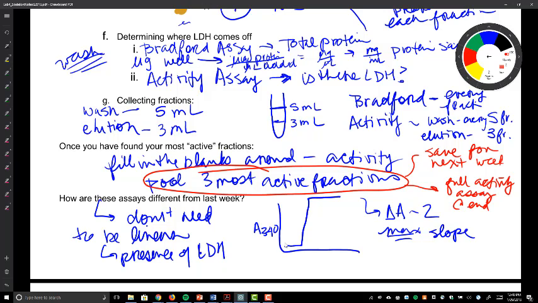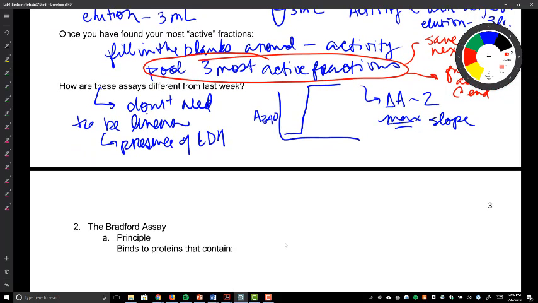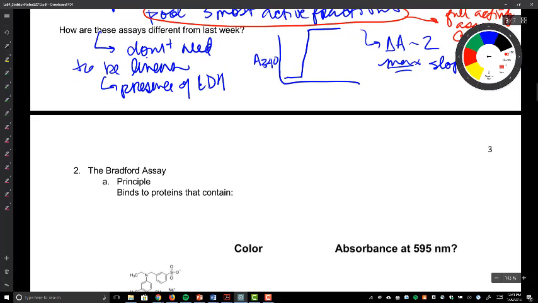So you're going to check for the presence of LDH throughout your purification. You'll be using the Bradford assay and then a more imprecise activity assay. Once you find where your LDH is, you pool your 3 most active fractions. Then you're going to take a little bit of it and use that to run an actual full-blown activity assay, and then you'll save your fractions, we'll dialyze them, and then next week they're going to go on an affinity column. So let's talk a little bit more about this Bradford assay that I keep mentioning.